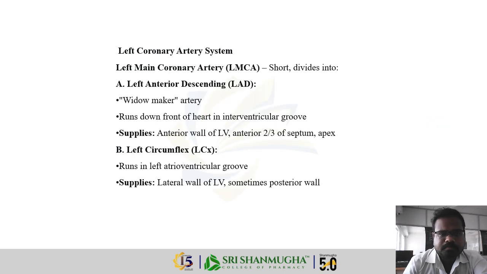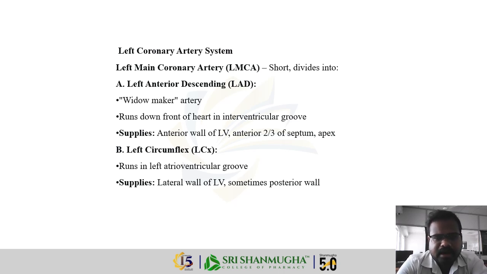Next we will get into the subcategory, that is the left coronary artery system. The left main coronary artery is short and divided into the left anterior descending and the left circumflex. These are the two subcategories. The first, the left anterior descending, is the widow maker artery. It runs down the front of the heart in the interventricular groove.